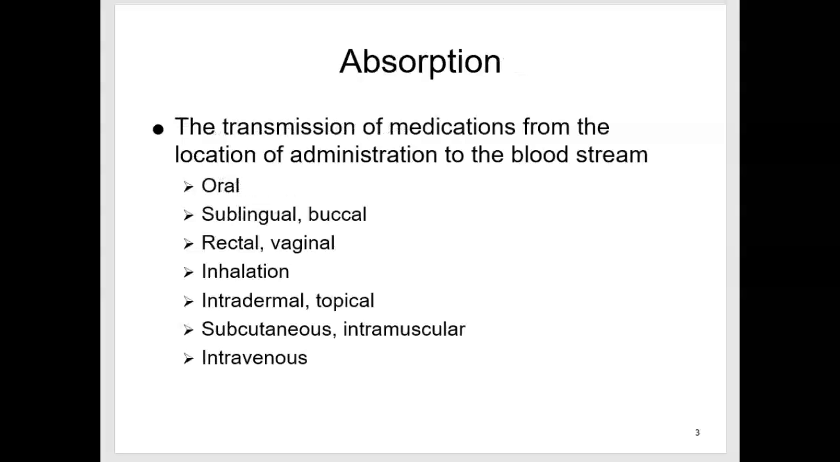Absorption is the transmission of medications from the location of administration to the bloodstream. So basically, absorption is when the medication gets in the bloodstream and is able to start traveling throughout the body. Different types or routes of administration affect the absorption of a medication. The rate of medication absorption determines how soon the medication will take effect. The amount of medication the body absorbs determines the intensity of its effects. The routes of administration affect the rates and amount of absorption.